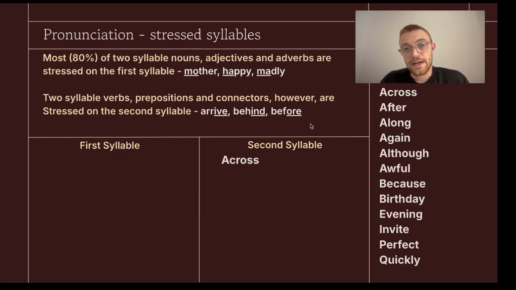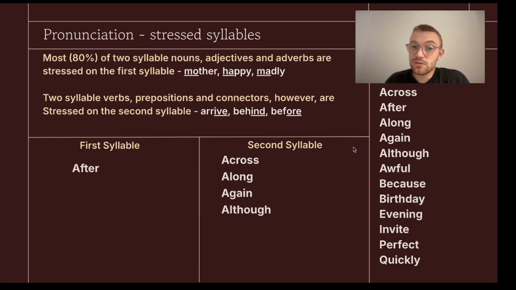Across. The next one is after. After is on the a of the first syllable. Along is on the ong of the second syllable. Again is on the second syllable. Although, again, it's on the second syllable. It's one of these connectors. The next one is an adjective. So it's going to go in the first syllable. It's awful. Awful. The next one is a connector, so it's going to go in the second syllable. It's because. Yeah. The next one is a noun, birthday, so it's going to go on the first syllable.